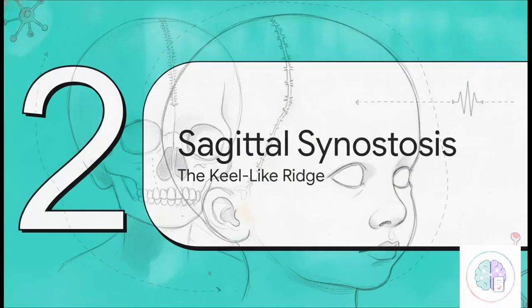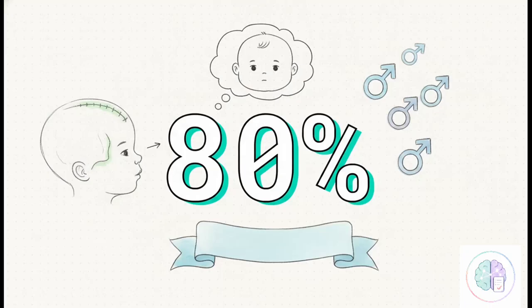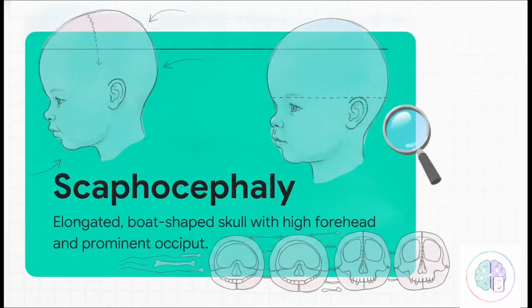Moving on to Section 2, sagittal synostosis and surgery, the keel-like ridge. Sagittal synostosis is by far the most common form affecting a single suture. And what's incredibly interesting here is the demographic breakdown. A massive 80% of these cases occur in males. This specific fusion produces a palpable keel-like ridge straight down the center of the head. It creates a very distinct, elongated, boat-like shape known clinically as dolichocephaly or scaphocephaly.